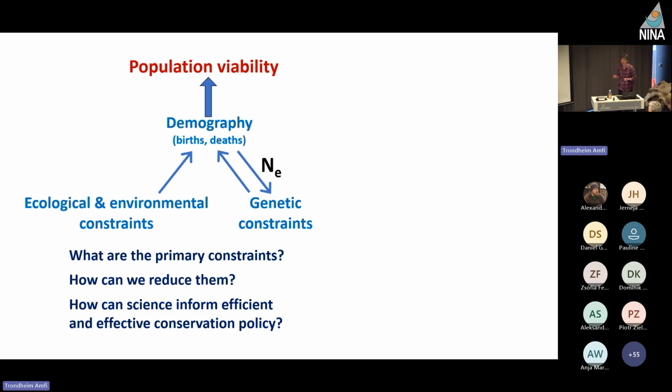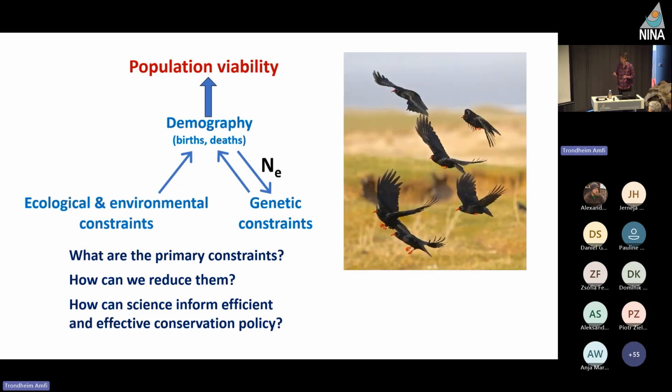So I'm going to try to explain how we've been trying to do this using a system of red-billed choughs that lives on the west coast of Scotland. And this is kind of a side project for me, really, but I think it's an important and interesting one, so it's nice to get a chance to present it here today.